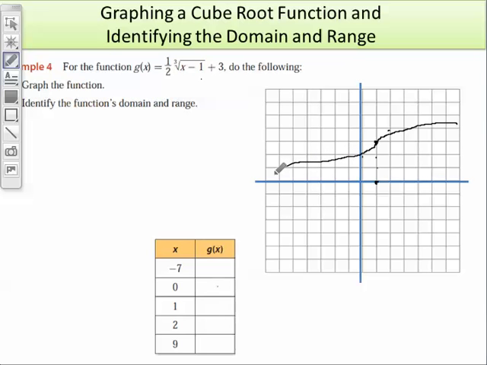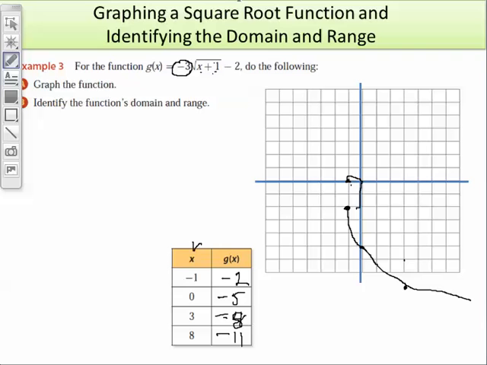Okay? Very, very skinny. That's the way you would sketch it. Now, in both of these, I didn't define the domain. In this particular situation, the domain is going to be all x values greater than or equal to negative 1. And the range is going to be all y values less than or equal to negative 2.